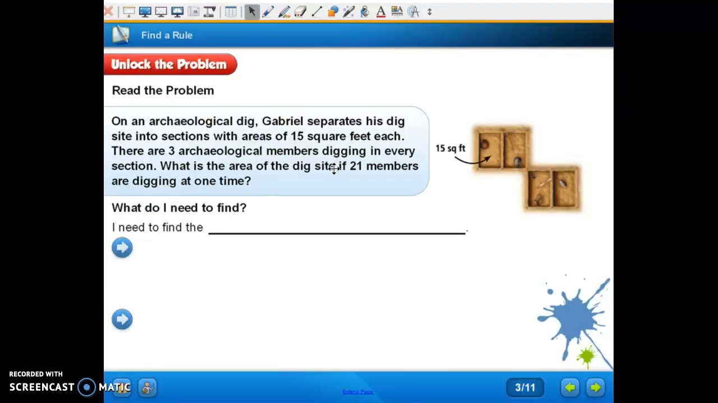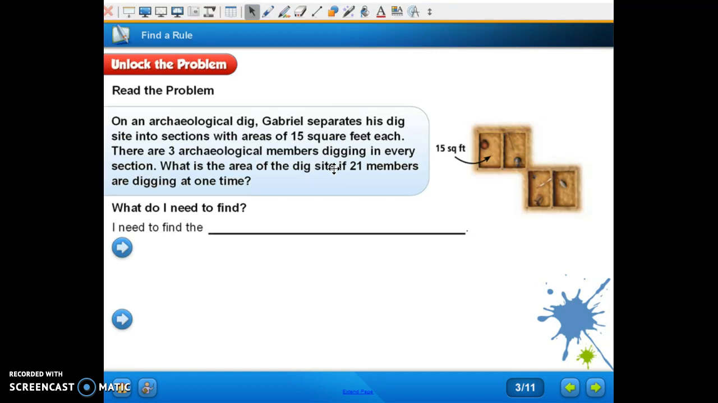Read the problem. On an archaeological dig, Gabriel separates his dig sites into sections with areas of 15 square feet each. There are 3 archaeological members digging in every section. What is the area of the dig site if 21 members are digging at one time?